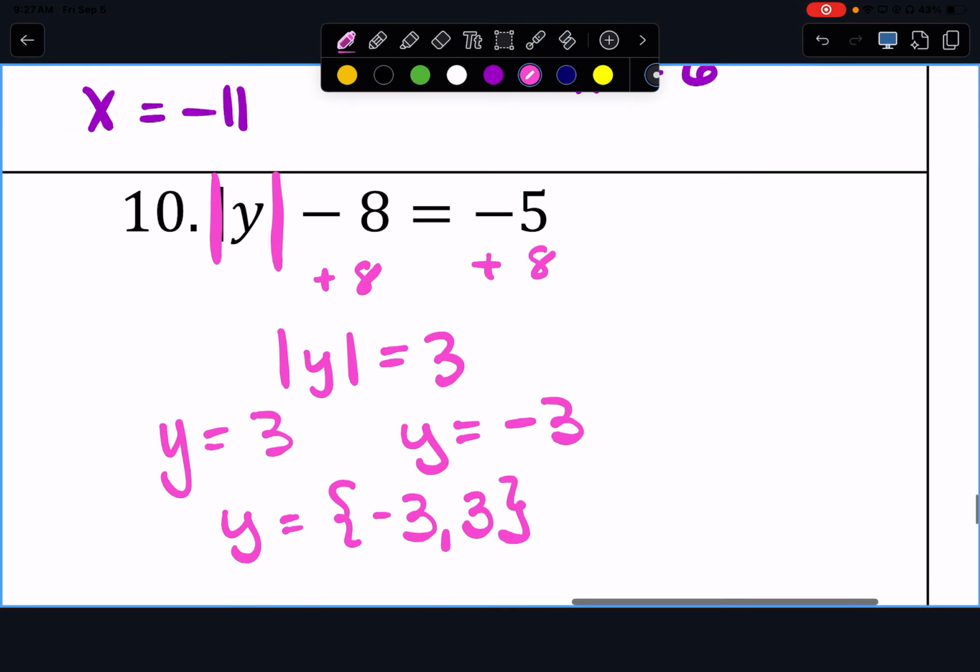All right, let's go ahead and look at the back once we are done with this one, because we're going to look at some that get a little bit more busy.